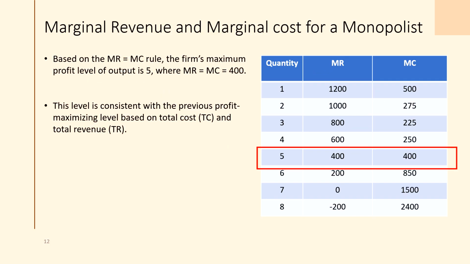Now compare MR and MC. At quantity 5, MR equals 400. MC equals 400. This is where marginal revenue equals marginal cost. So the monopolist maximizes profit by producing 5 units. This matches the earlier profit table. So the MR equals MC rule confirms the best output choice.